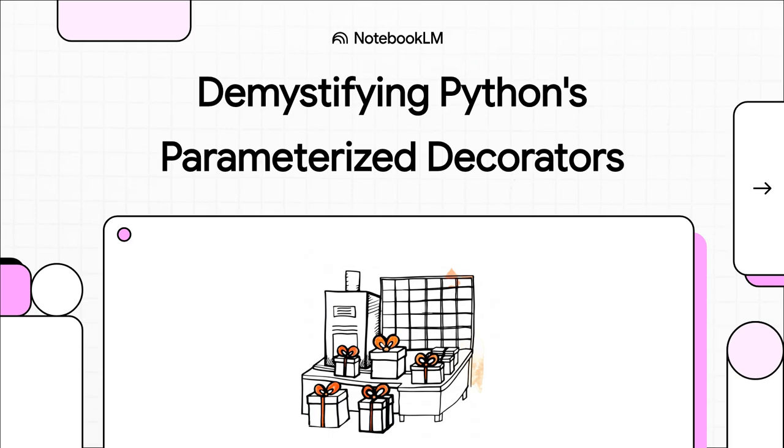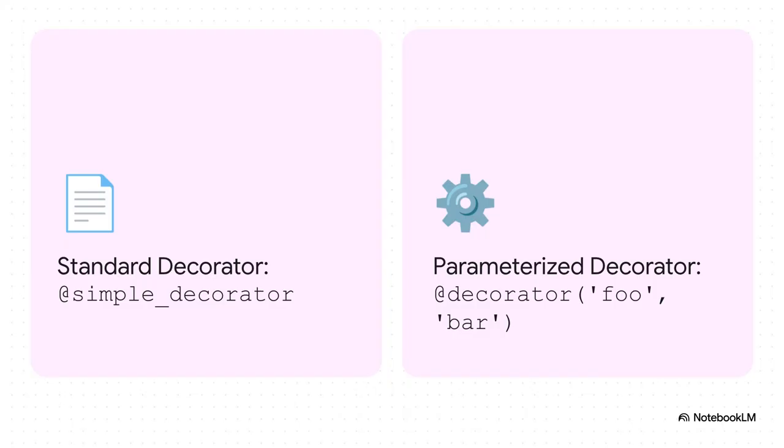Today we are going to tackle something that's super elegant in Python, but also, let's be honest, kind of confusing sometimes: decorators that actually take arguments. Okay, so let's just dive right in.